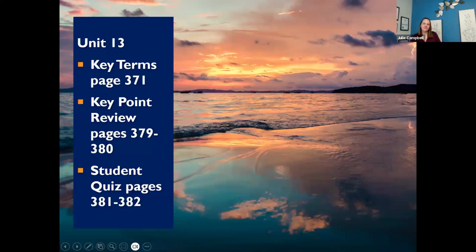That's 13. So you've got those key terms on page 371. Key point review. I would make a note to look at the key point review a couple days before the exam. Like we said, 13, 16, and 18, 1, 2, 3 questions. If you want to see some practice test questions, that student quiz is on page 381.